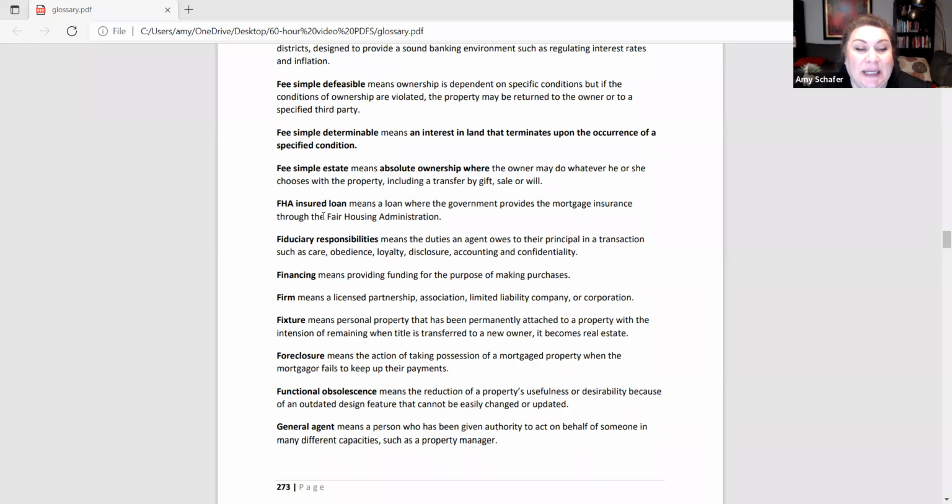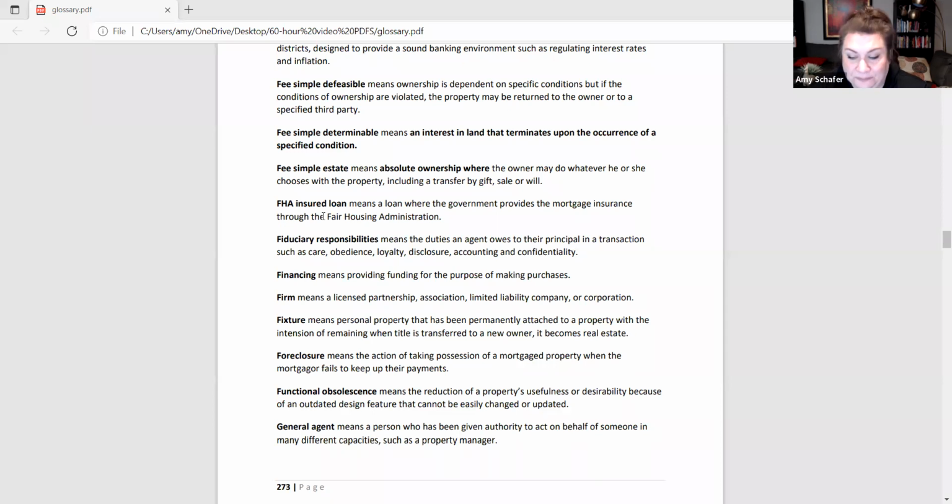Fiduciary responsibilities. This is your COLD AC: care, obedience, loyalty, disclosure, accounting, and confidentiality. These test questions will fall under agency. And again, I would expect about 3 or 4 test questions around those and how they function.